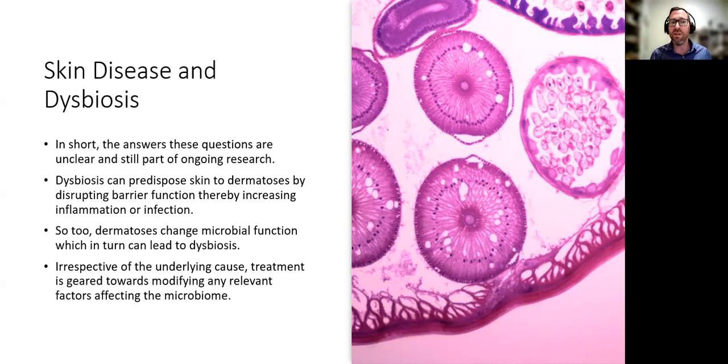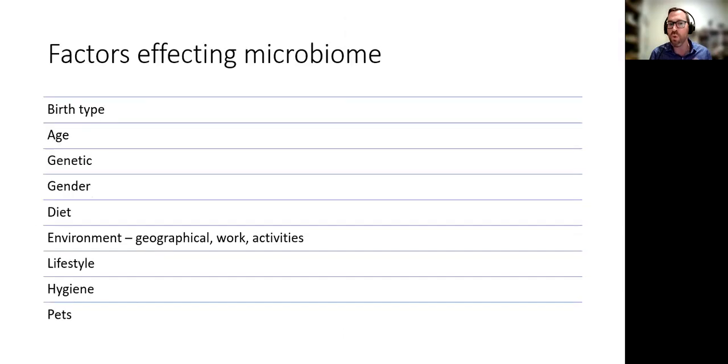So we know that dysbiosis predisposes skin to dermatoses and to wound healing problems by disrupting barrier function, thereby increasing inflammation or infection, and dermatoses themselves change the microbial function, which can in turn lead to dysbiosis. So it's somewhat of a continuum and an interplay between the two, as we mentioned before. But irrespective of the underlying cause, if we can gear our treatment towards modifying the relevant factors affecting the microbiome, we can improve things. So what are the factors that we're referring to?